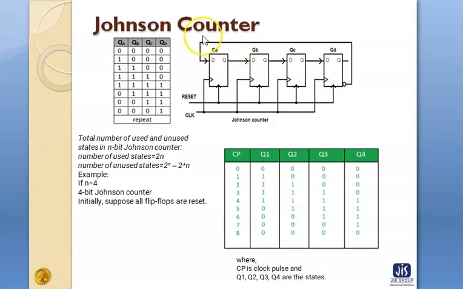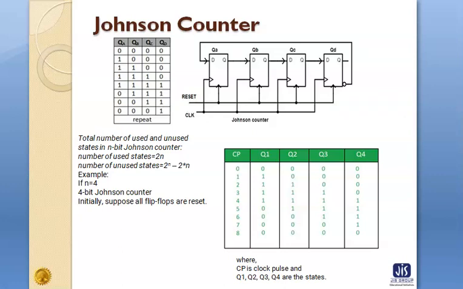Okay, the Johnson counter is also called a twisted ring counter with a feedback. Okay, in the Johnson counter the input of the first flip-flop is connected to the inverted output of the last flip-flop. The Johnson counter or switch tail ring counter is designed in such a way that it overcomes the limitations of the ring counter. Mainly it reduces the number of flip-flops required for designing the circuit.